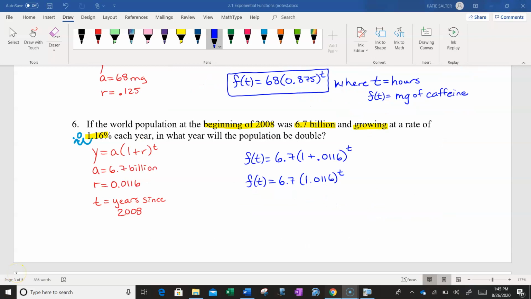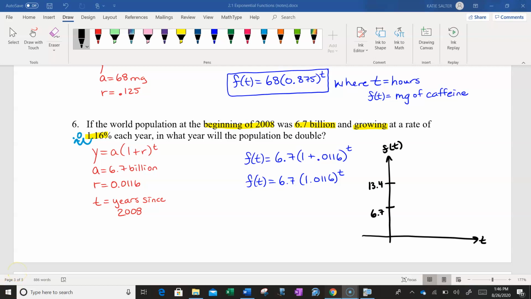All right, so we know that in the beginning of 2008, we have 6.7 billion people, and it is growing at a rate of 1.16% each year. So this is a growth problem. We set it up. We should get the function f of t is equal to 6.7 times 1.0116 raised to the t. Then we have to do the next part. In what year will the population be double? In order to answer that, we're going to use our technology.